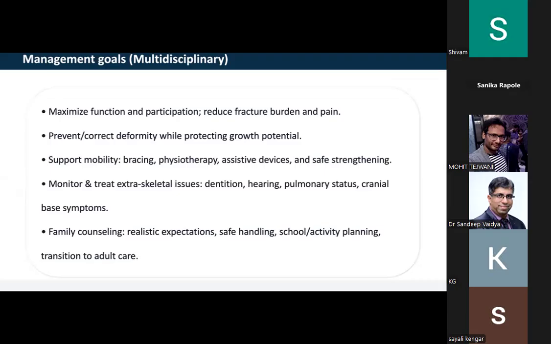We need to teach the parents about safe handling strategies. We have to manage their school and their activities. We have to give the parents realistic mobility expectations and explain how the transition to adult care is going to be.